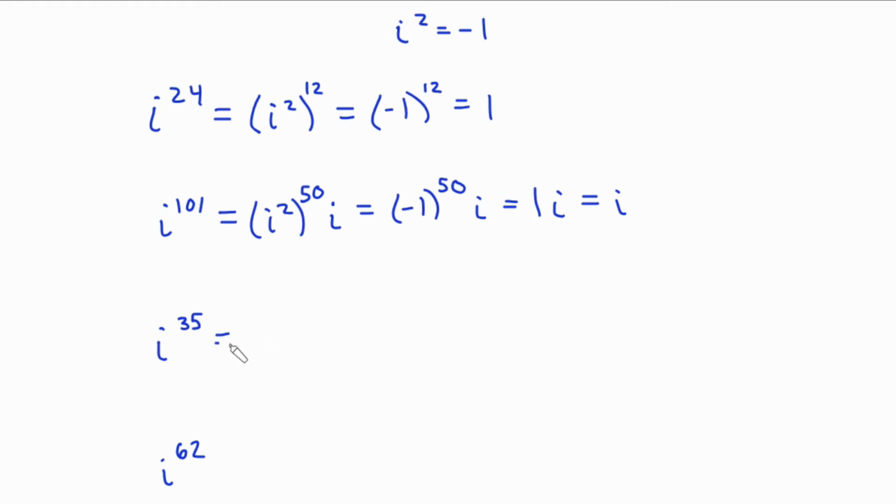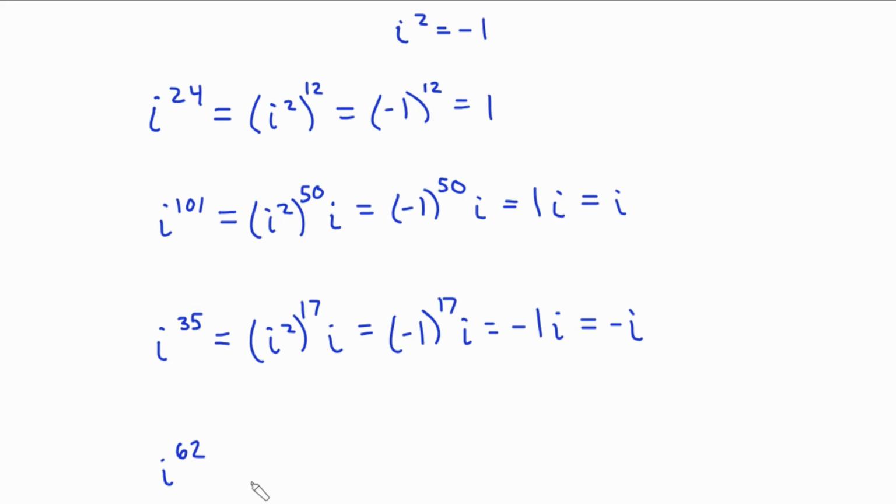So i to the 35th power, we can rewrite that as i squared to the 17th power. 2 times 17 is 34, and we'll have 1 i left over. In this step, we always substitute in the -1 for i squared. So we'll have -1 to the 17th times i. Since 17 is odd, there'll be 1 negative left over, so it'll still be -1 times i, or just -i.